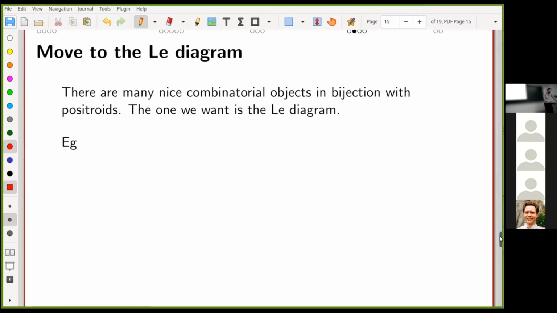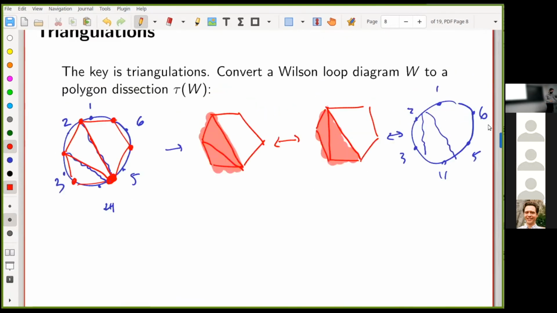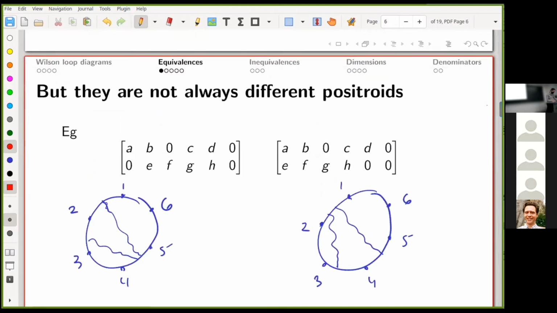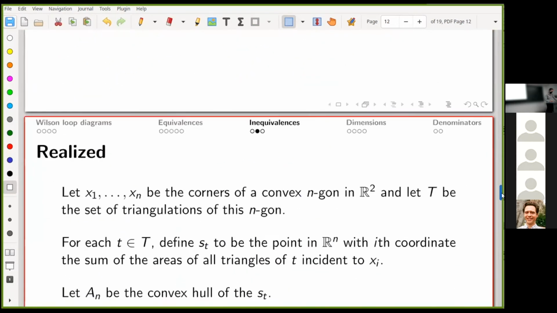Well, the answer is to look at the Lie diagram. I think everyone here, there's a lot of positroid people in this audience, so you all know that of the many very nice combinatorial objects that are in bijection with positroids, one of them is the Lie diagram. Now I'm going to go right back up and do an example that's not too big, because I don't want to spend too much time just computing examples.